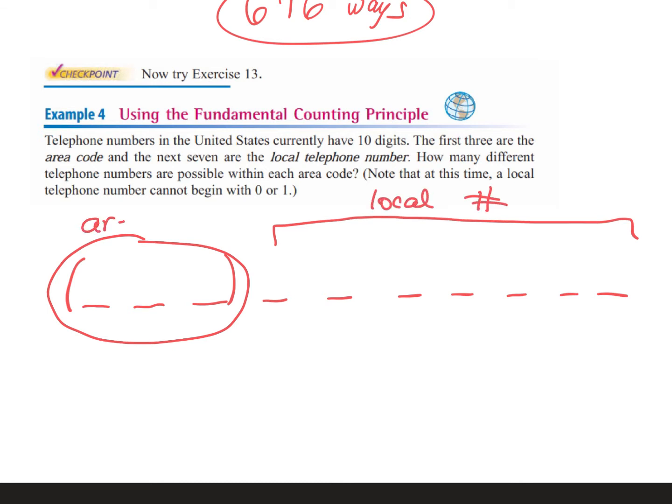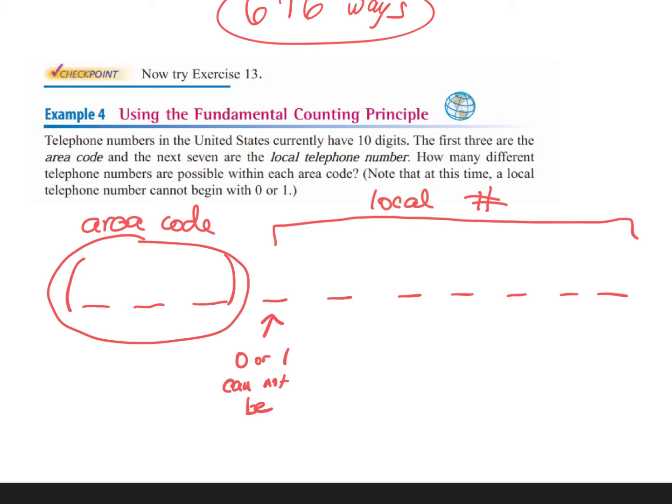This is my area code, but it wants to know how many are in each area code, so the area code is going to stay the same. Note that at this time, a local telephone number cannot begin with a 1 or a 0. So they gave you some sort of rule. They told you that the first digit cannot be what? This one right here cannot be a 0 or a 1.